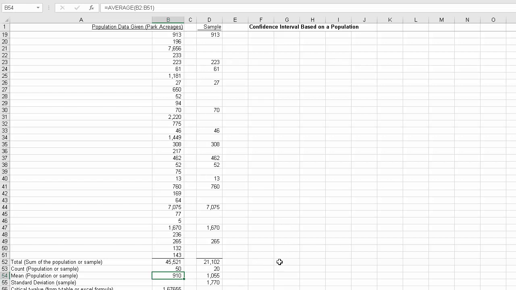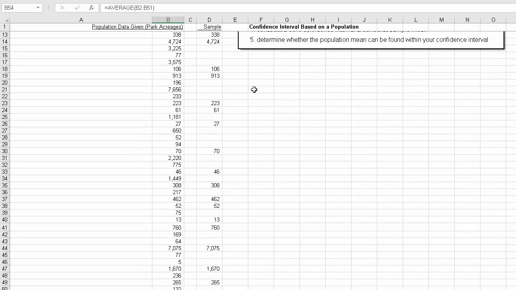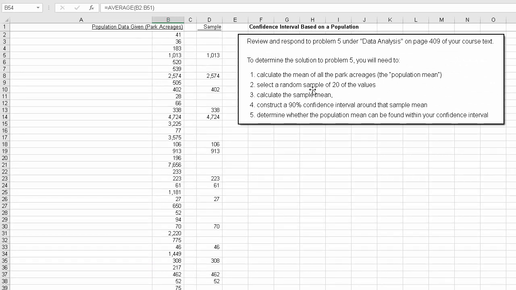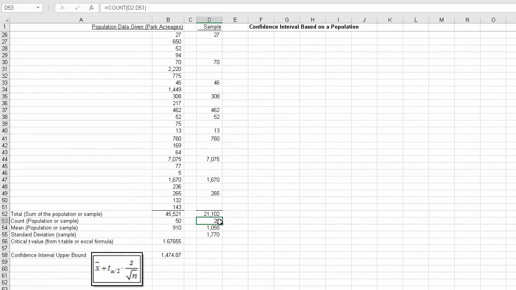All right, now in order to construct the confidence interval, we also need to follow through on the problem, and the problem said select a random sample of 20. So I just randomly copied over the 20. I actually used an Excel function and just cut and paste in various places, and I've got 20 of these done. How do I know? I'm using that count function again, and there's 20. The total of those was 21,102. Okay, so my total, the population is 45,521.